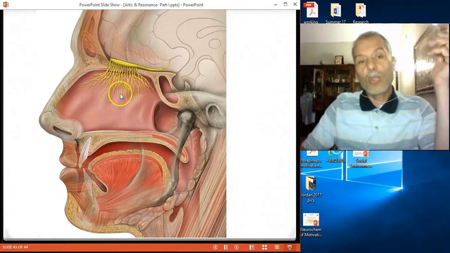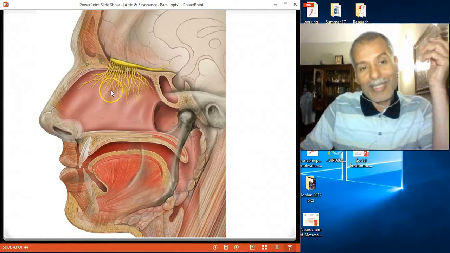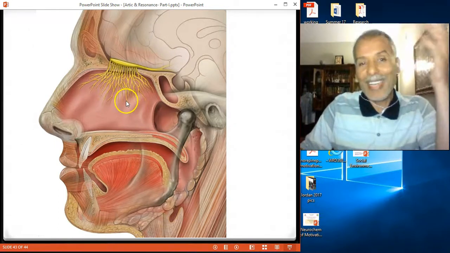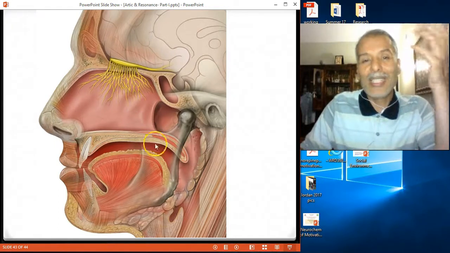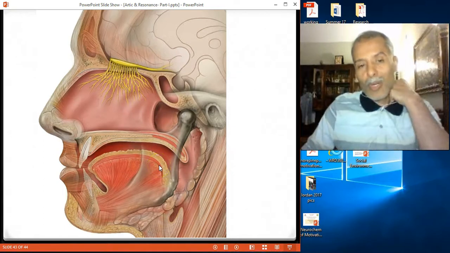So when you have a cold, all of this mucus is going to cover some of these things, and then you have no connection. You can't detect what you are eating or tasting, and it doesn't make the food or juice or whatever you're drinking taste as good.